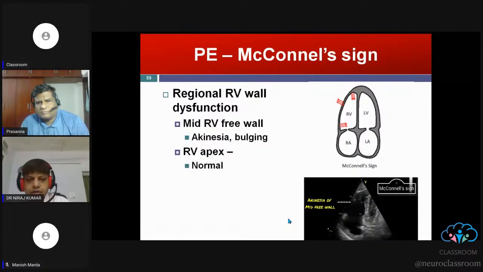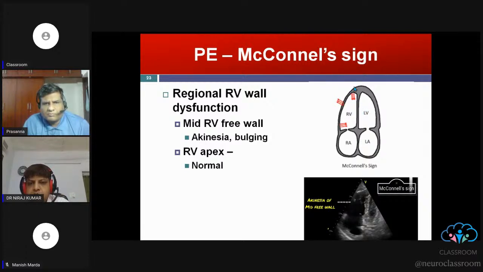Now, in the case of pulmonary embolism, there is an important sign, that is the McConnell sign. Sometimes you might find this sign. The McConnell sign is, if you see closely, the apex of this right ventricle is performing in a normal condition, but this right free wall is akinetic. So McConnell sign is akinesia of the right free wall and the normal function of the apex of the right ventricle. That is called McConnell sign.